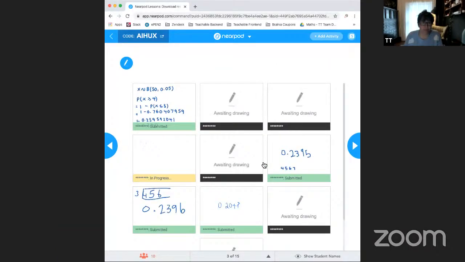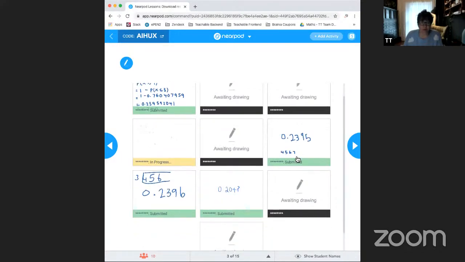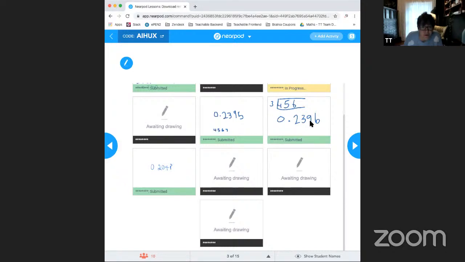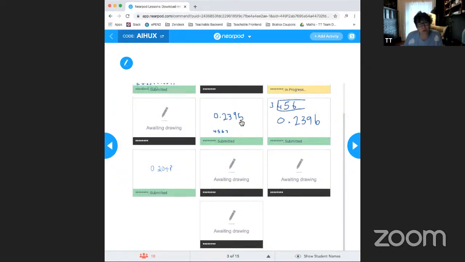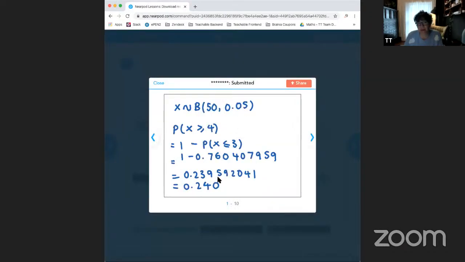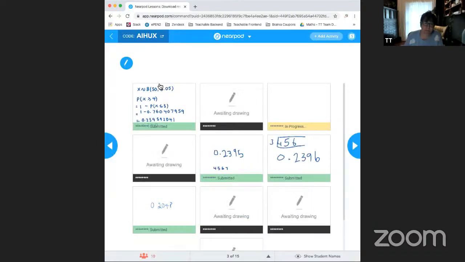Here they are. So 0.2395, 0.2395. We've got one wrong answer, which is 0.2396, 0.2395. They both do round to the same thing. 0.2395 will be 0.240. The question doesn't actually say how many significant figures, but you should always do at least 3, okay? At least 3.